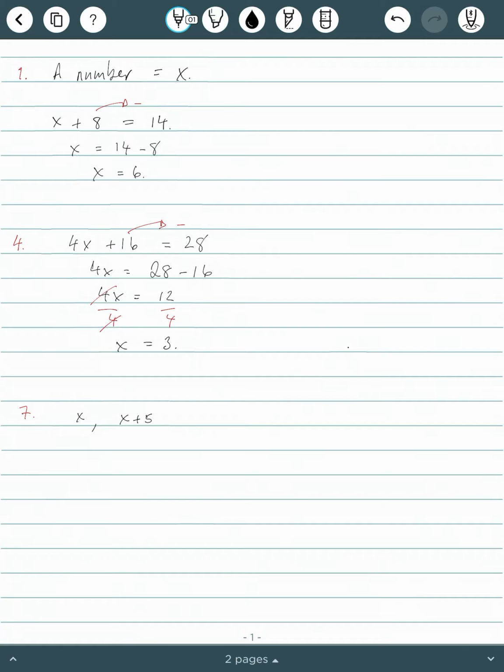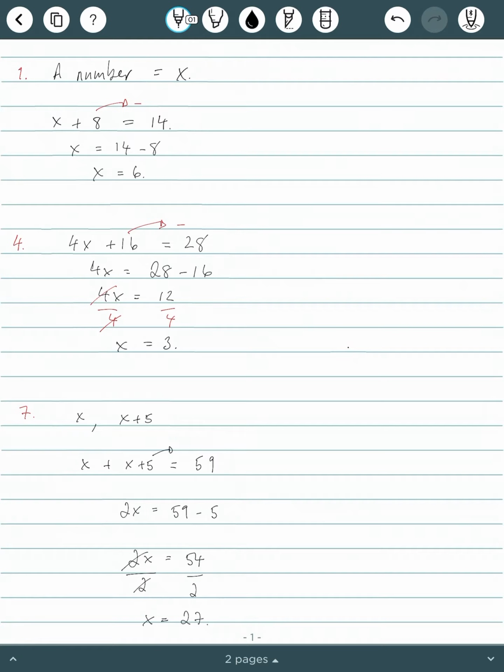Now it says the sum of the two numbers, so it's x plus the other number, which is x plus 5. It's saying here that the answer is 59. If I move that 5 across, it's going to become a minus. So I'm going to have x plus x on the left-hand side, which is 2x, and 59 minus 5. So 2x will be equal to 54. I divide both sides by 2, and I get x is equal to 27.